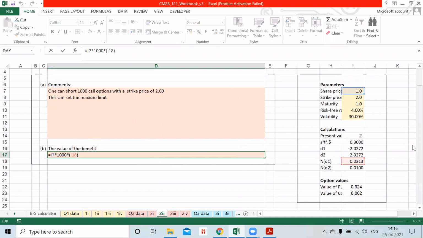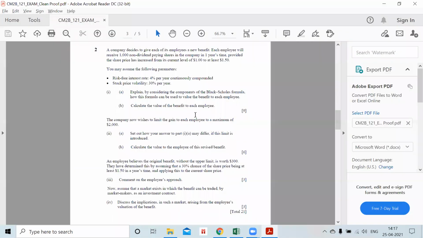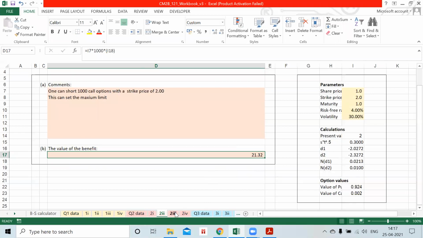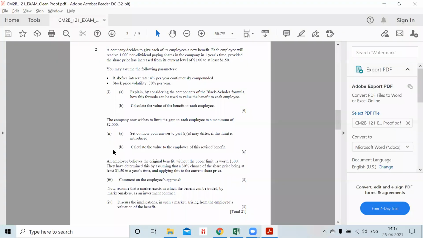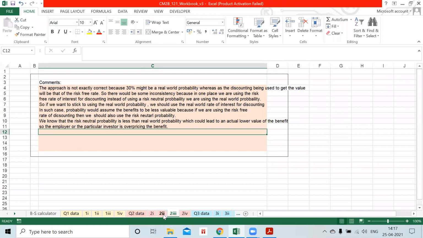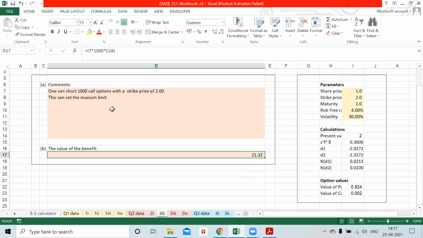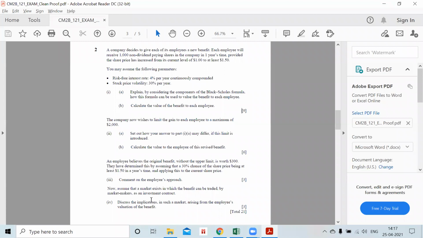So this is the share price of 1 into 1,000 shares into now Φ(d1) at a strike price of 2. So now the person will value the benefit at only 21.32. Okay, the value of the revised benefit is this, as the strike price is 2. Our answer to part 1 will differ if the limit is introduced. It will obviously reduce. So you can do part B and then come and write part A and so on.